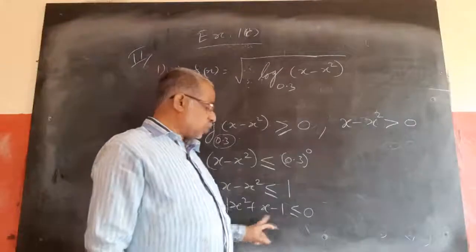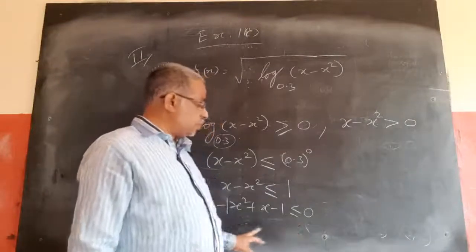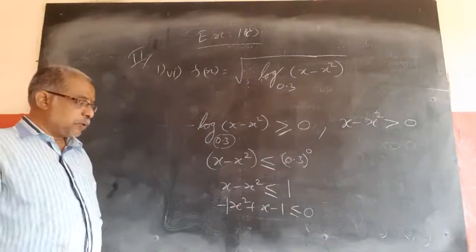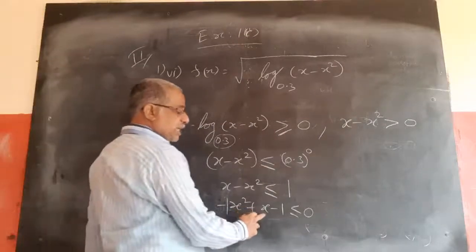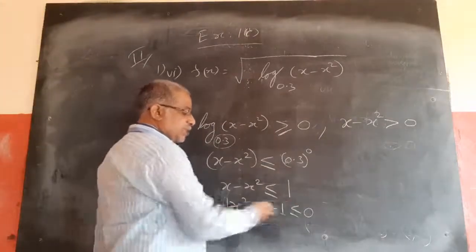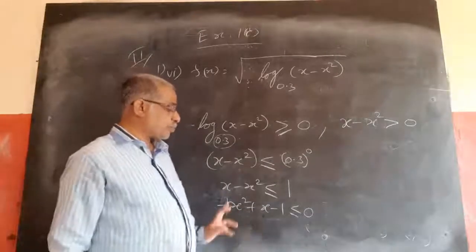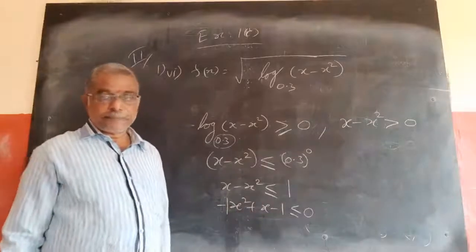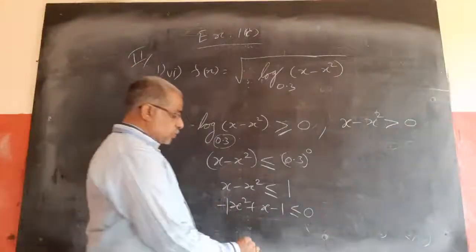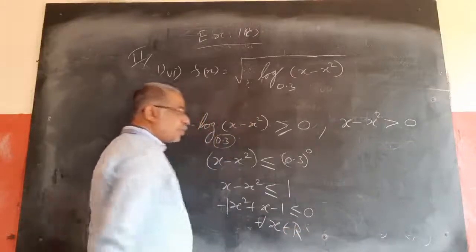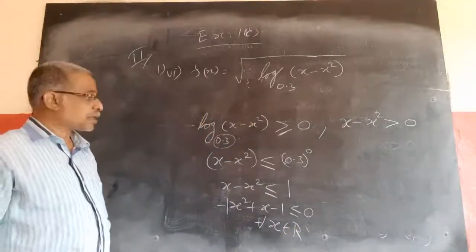This is true for every real value of x with b square minus 4ac less than 0. What is b square minus 4ac here? It is 1 minus 4, which is minus 3, always less than 0. So this is true for every x belongs to R.